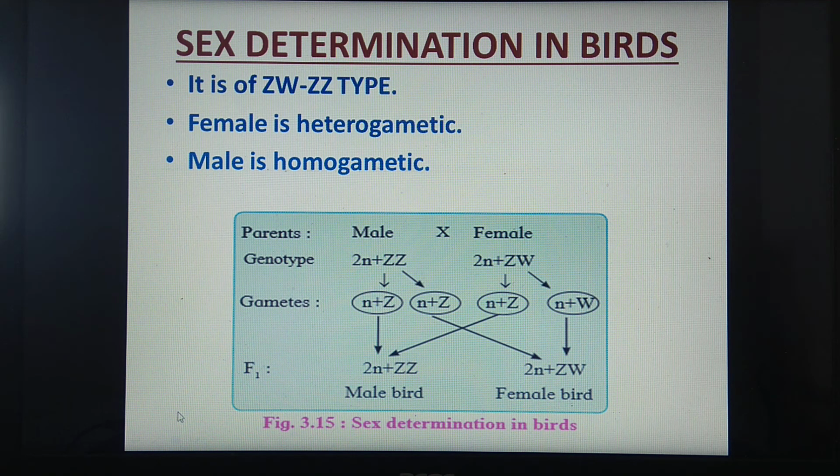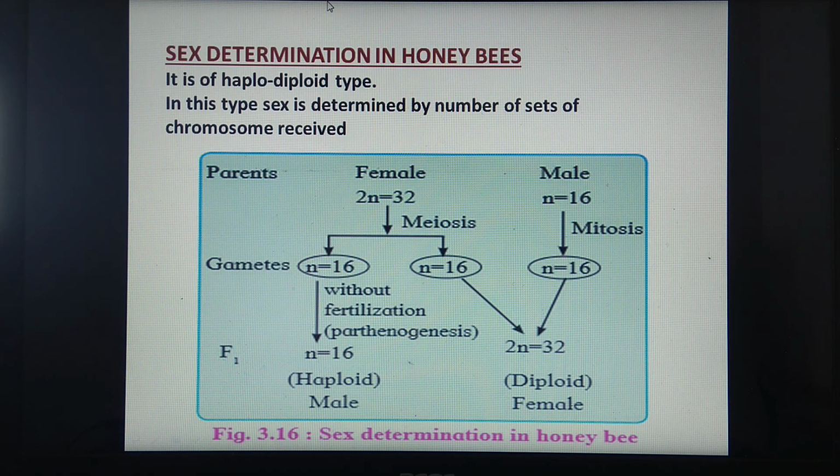Very easy to remember. Just remember that ZW is the genotype for female, which is exactly opposite to that of human females, and ZZ is for the male individuals. Now we are going to study determination of sex in case of honeybees. What's the condition in case of honeybees?